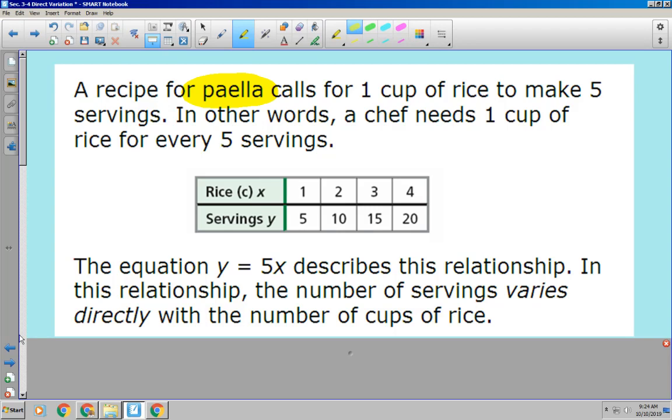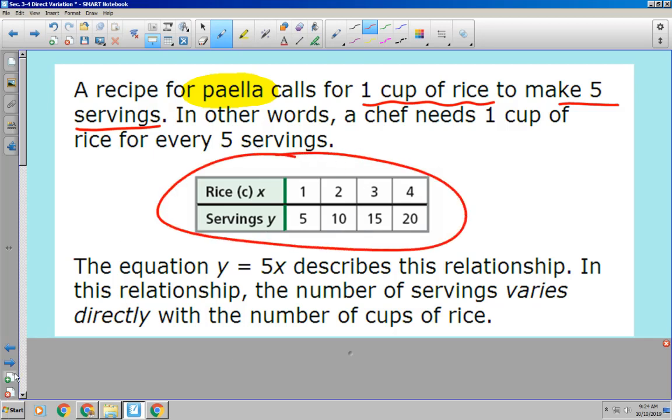And in this dish, the following scenario has to hold true. Every cup of rice will make 5 servings. Okay. So if that's true, the following relationships are down here. So right here in this scenario, if you got 1 cup of rice, you got 5 people that can be fed. 2 cups of rice, 10 people. 3 cups, 15 people. 4 cups, 20.